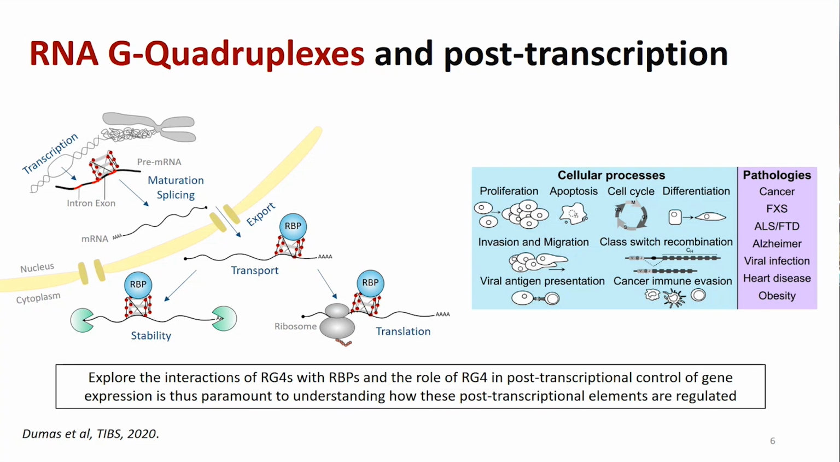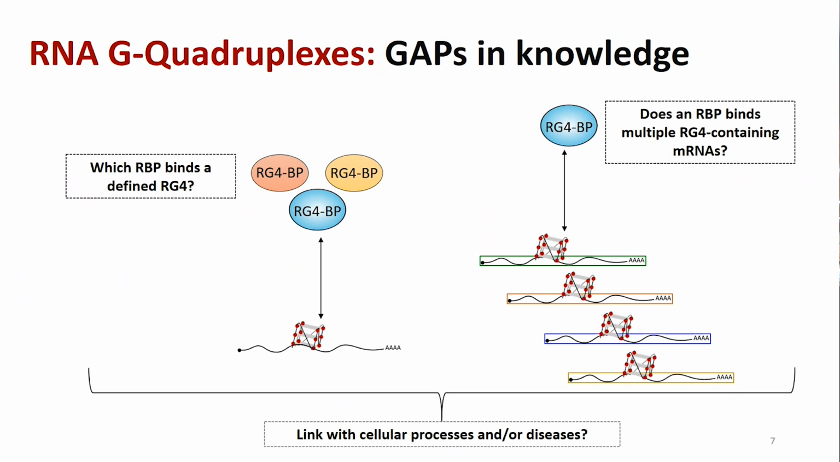This has been reported for a lot of cellular processes, and including a lot of pathologies too, in cancer, for example. So that's why it's really important to explore all the interactions between RBPs and RG4s. The gap for now is to explore all these interactions. The two main questions are which RBP binds a defined RG4, and on the contrary, does an RBP bind multiple RG4-containing mRNAs? And of course, the link of this interaction with cellular processes and disease.